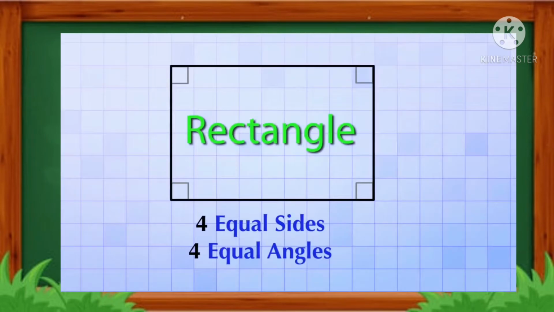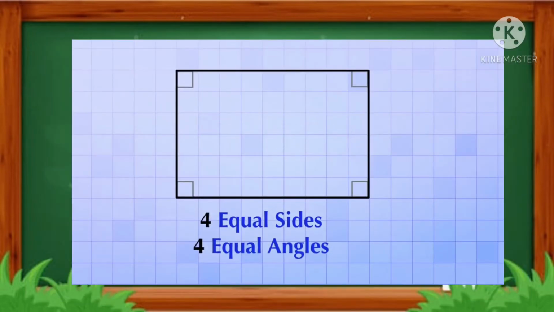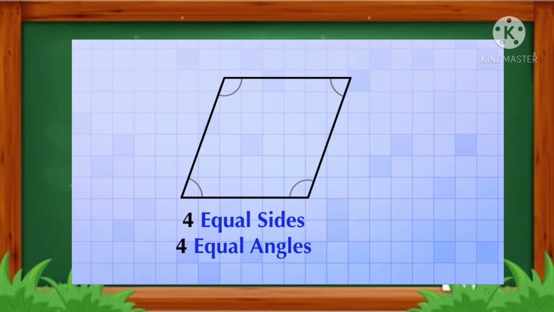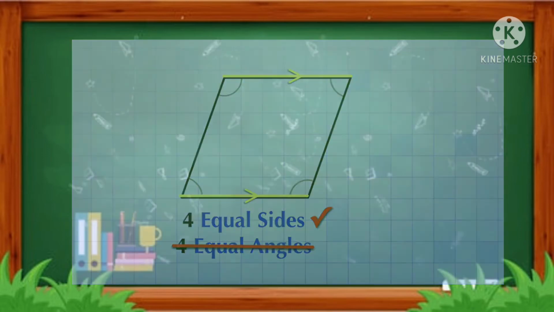Another kind of quadrilateral is a rectangle. It has 4 equal angles, but does not have 4 equal sides. Its opposite sides are also parallel. Another kind of quadrilateral is a rhombus. It has 4 equal sides, but doesn't have 4 equal angles. And just like square and rectangle, its opposite sides are also parallel.